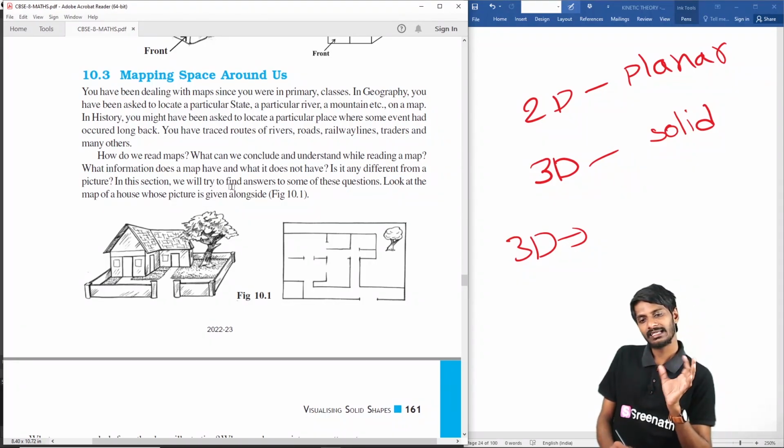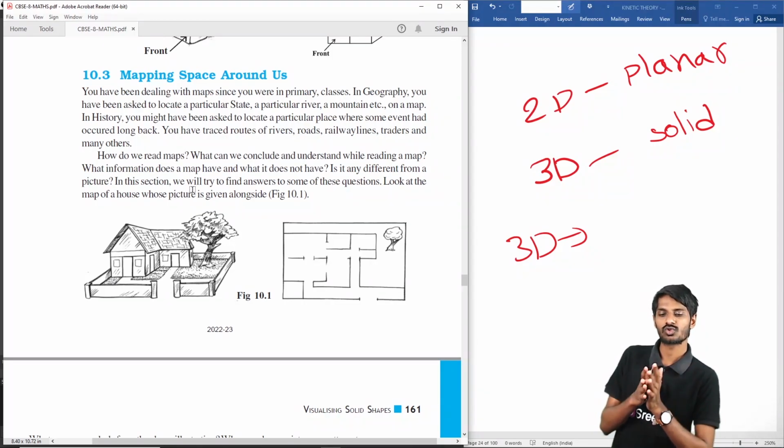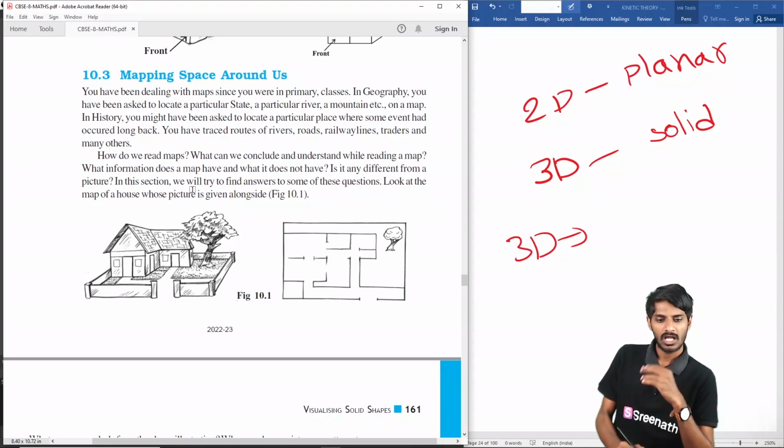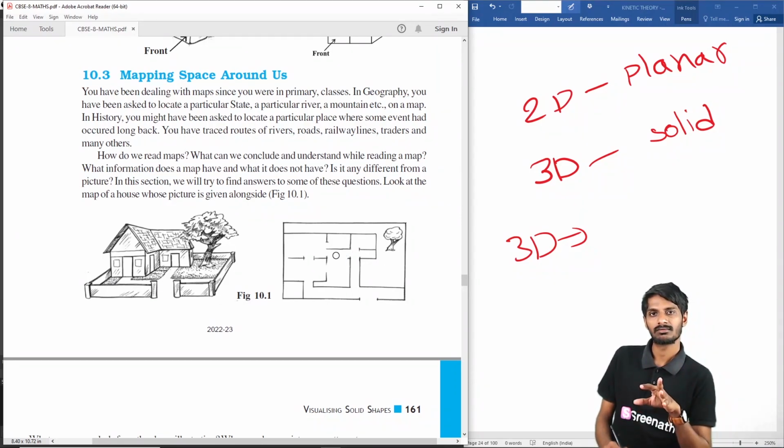Is it any different from a picture? So we'll answer these questions in this situation. If you see here, there is a house and there is a tree and there is a fencing. It is the real picture, and this is the map. It is the map regarding that house.